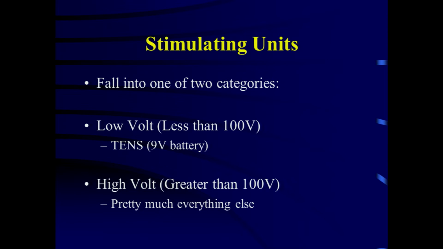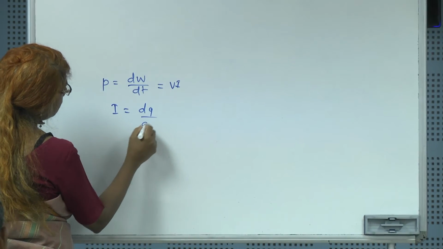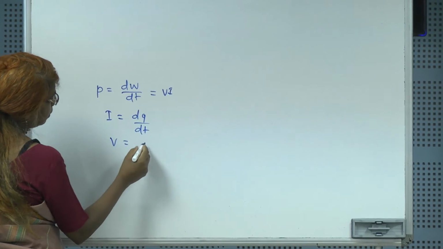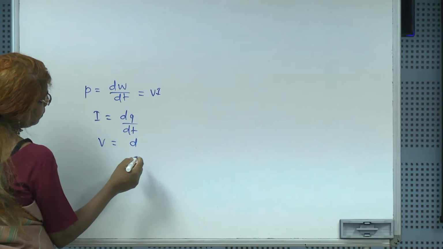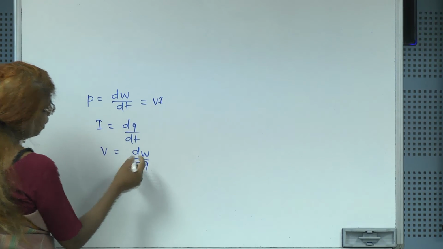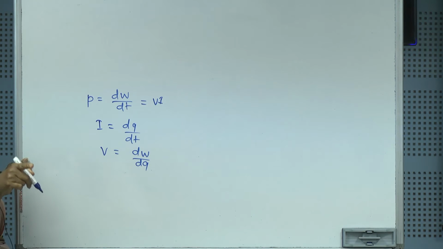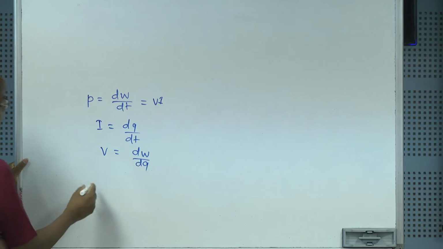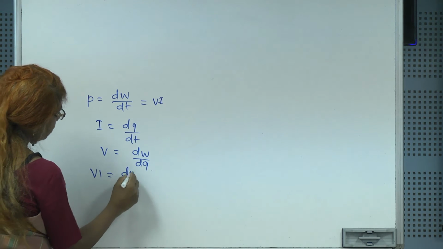Remember, P is what? Power is dW over dt, correct? Work done per unit time. Then we know P equals V times I, correct, in DC. And I is dq over dt. V is the amount of work done to move unit charge, per charge. So V is dW over dq.